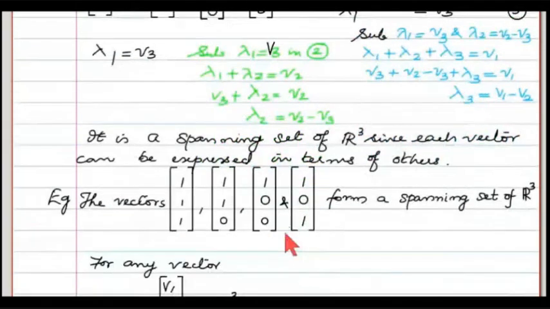So it is a spanning set of R3, since each vector can be expressed in terms of the others. Here lambda 1 is v3, lambda 2 is v2 minus v3, and lambda 3 is v1 minus v2. So one vector can be expressed in terms of the others. So it is a spanning set.